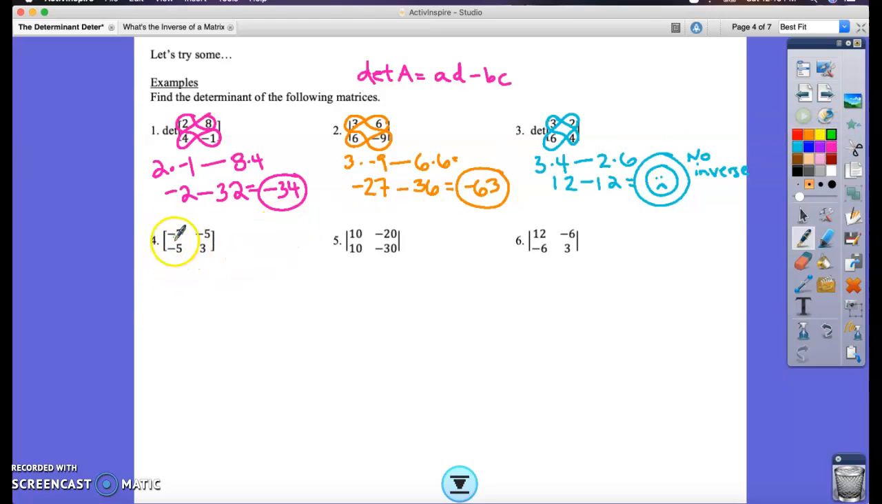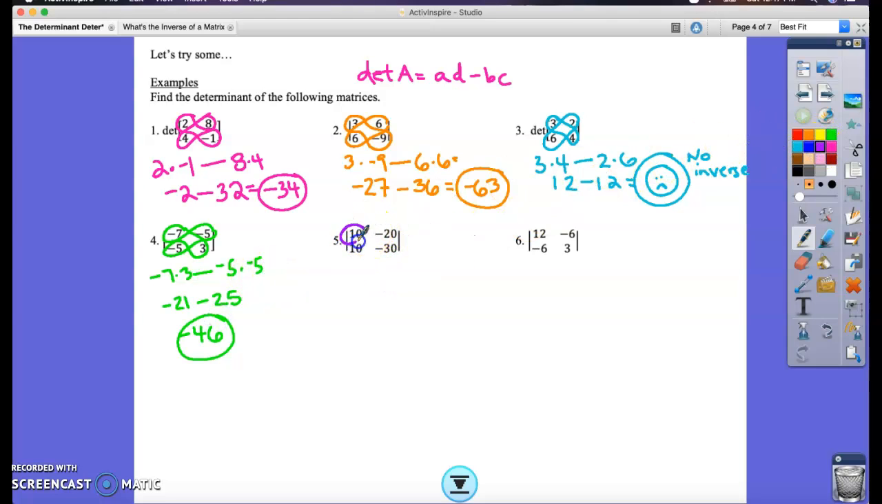Number 4, this guy here. If you want to pause, you guys can do these 3 and try and see if you get the same answers as I do. I'm going to go pretty quickly so I can teach you one more thing. First diagonal will be negative 7 times 3, which is negative 21, minus the second diagonal, negative 5 times negative 5, which is 25. Minus, 2 negatives make a positive. This is going to be negative 46 is the determinant, which means there is an inverse. That's good.